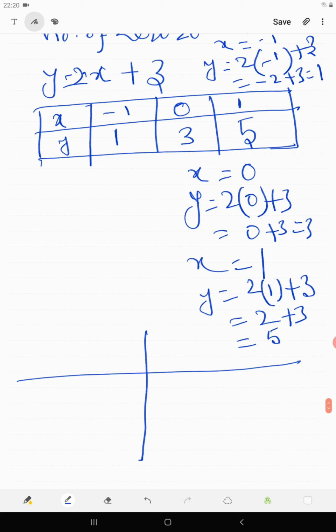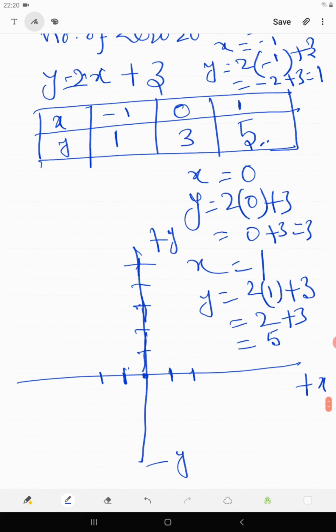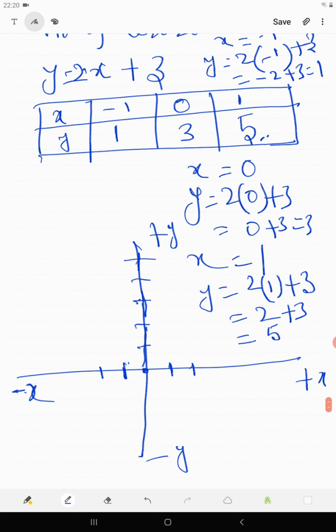So if you see, this is the origin, this is negative 1, this is positive 1. I need 1, 1 only. You can draw more also, it doesn't matter. But the y maximum is 5 on the positive side, so on the positive side I have to go to at least 5. 1, 2, 3, 4, 5. So this is positive y, this is negative y, this is positive x, this is negative x.